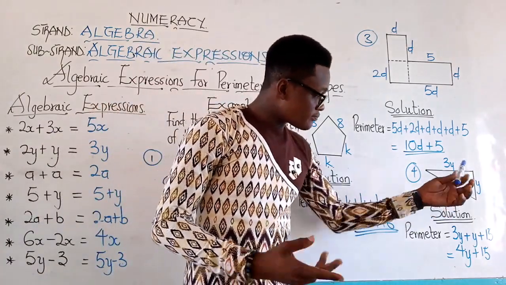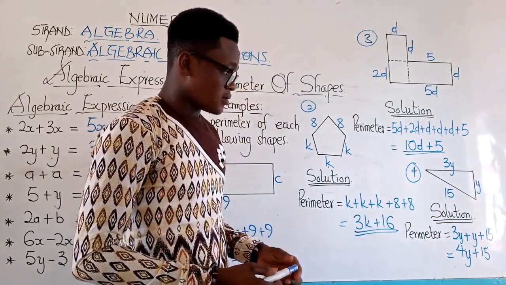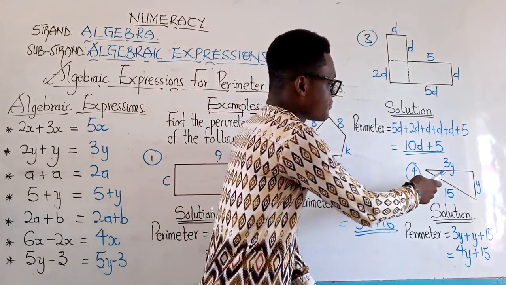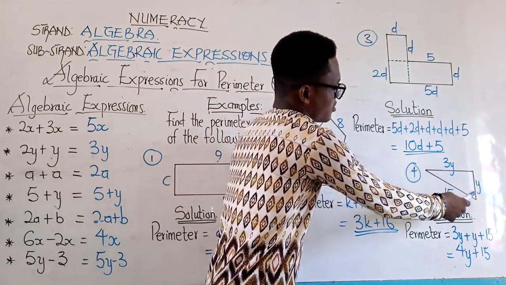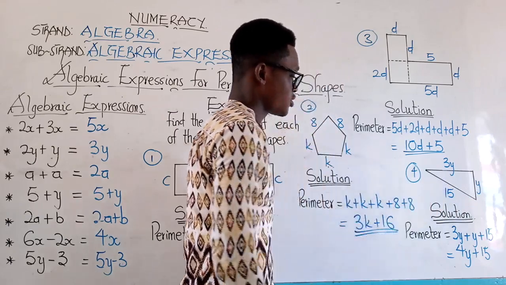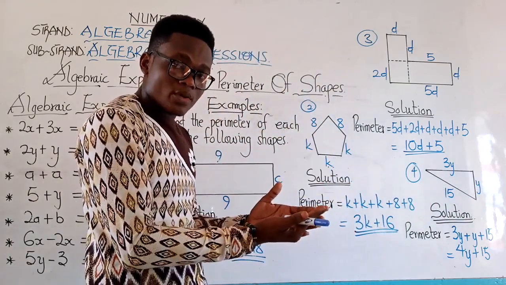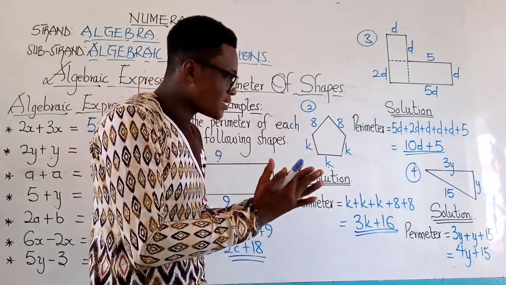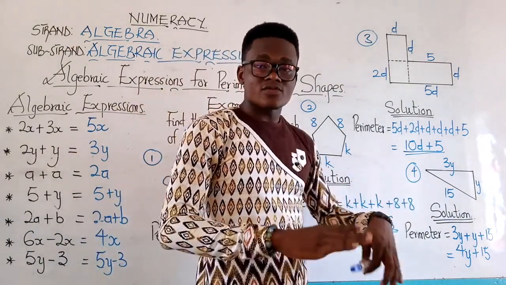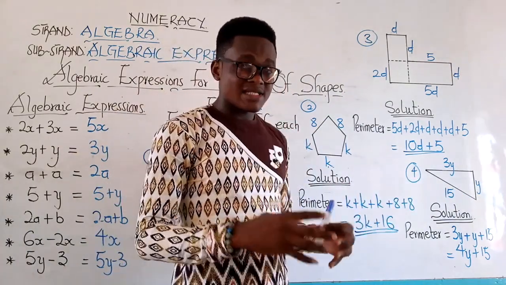This is a rectangle. Okay, so we have 3y, y, and then 15. So let's sum up. We are always summing up. In other words, we are adding all the items around the shape. Okay, that is the perimeter.